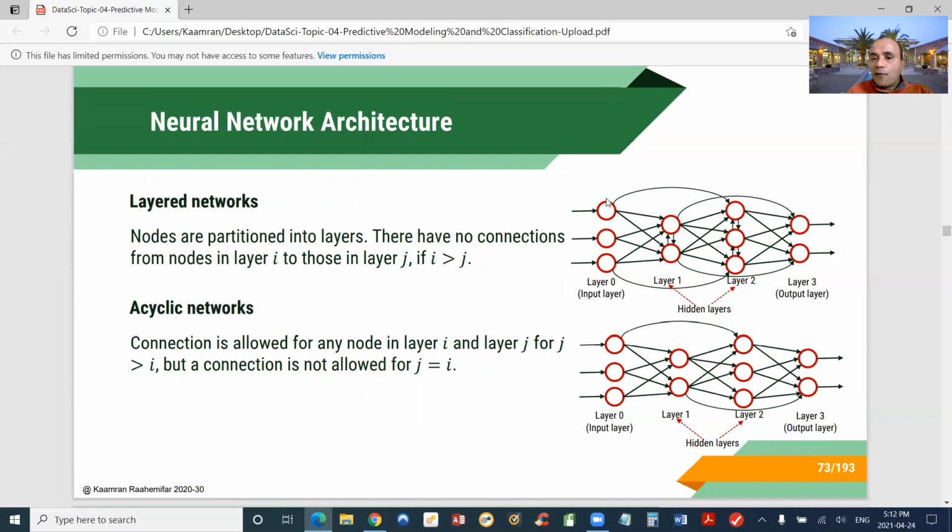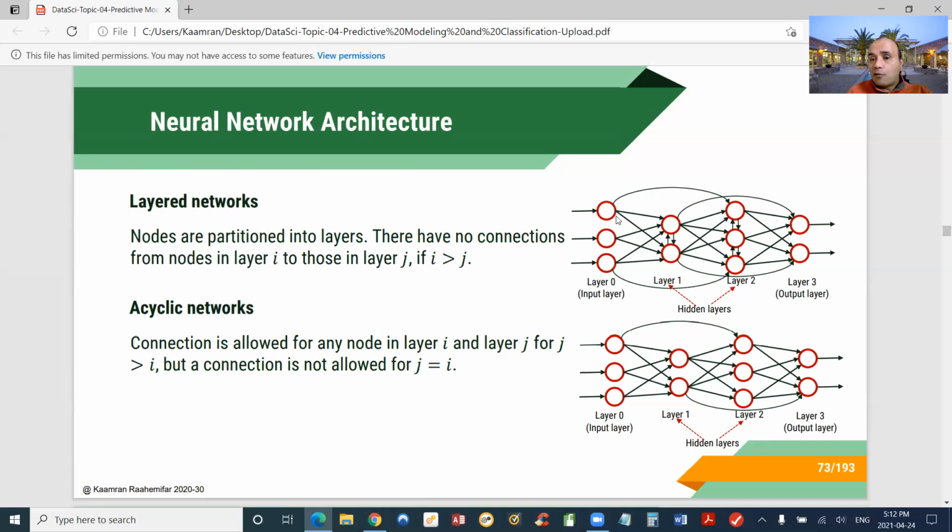Layer 0 often is called the input layer because it's actually interacting with the incoming signal. Layer 3, or whatever the last stage is, is called the output layer because that's where the output signals are actually generated. And whatever is happening inside, we are going to call hidden layers.